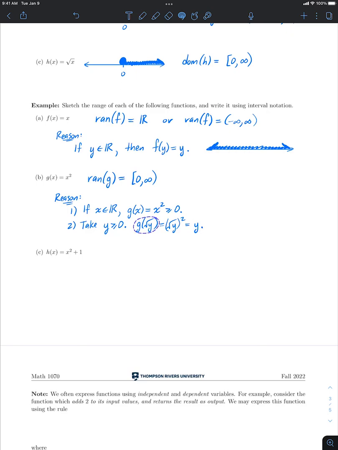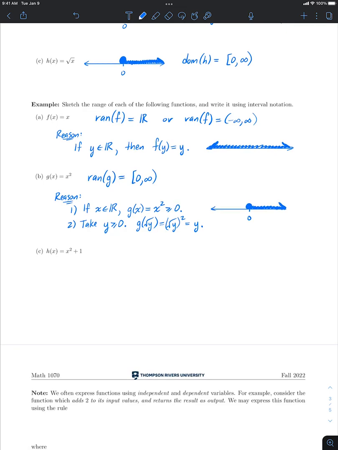And there you go. That means we got y appearing as an output value. It's g of something. That's what it means to be an output value: you can write it as g of something. And the only thing we assumed here is that y was some non-negative number, and that was already enough for us to show that it shows up as an output value. So that's the justification. And then the sketch, as usual, it's all these numbers here, but we also want to include 0. Okay, so that's your sketch.